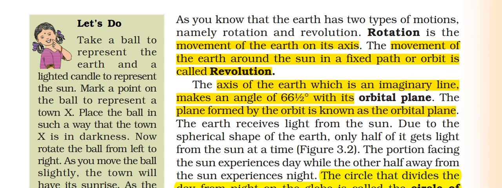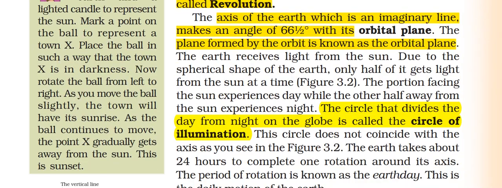The Earth receives light from the Sun. Due to the spherical shape of the Earth, only half of it gets light from the Sun at a time. The portion facing the Sun experiences day, while the other half, away from the Sun, experiences night. The circle that divides the day from the night on the globe is called the circle of illumination. The circle does not coincide with the axis, as you see in the figure.